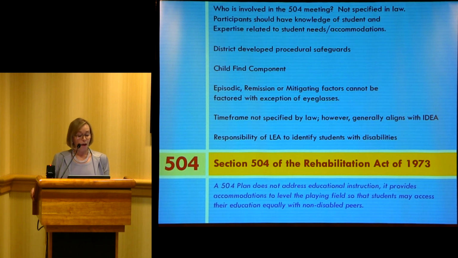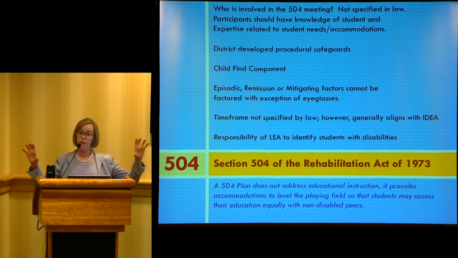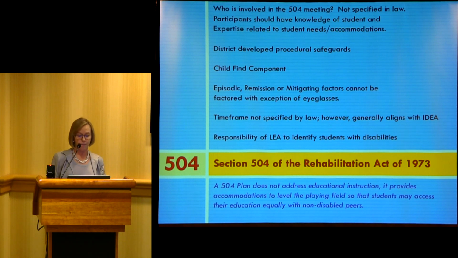Okay? A 504 plan does not address educational instruction. It provides accommodations to level the playing field so that a child with a disability, a student with a disability, can access their education, can access their extracurricular activities.